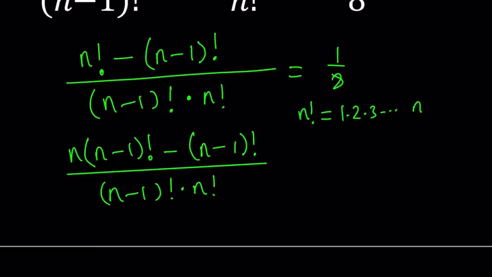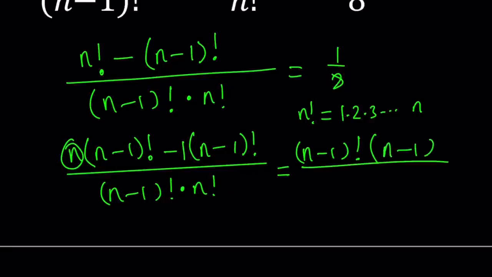And here's the multiplication symbol. And here, (n minus 1) factorial we can take out. And then inside we're going to have n minus 1 because we have an invisible one here, right? N minus 1. And at the bottom we're going to have (n minus 1) factorial times n factorial. And this is equal to 1 over 8, but I'm going to write it later.